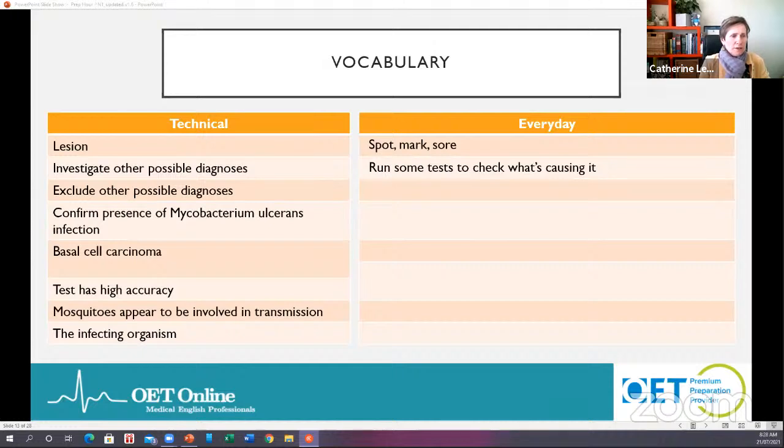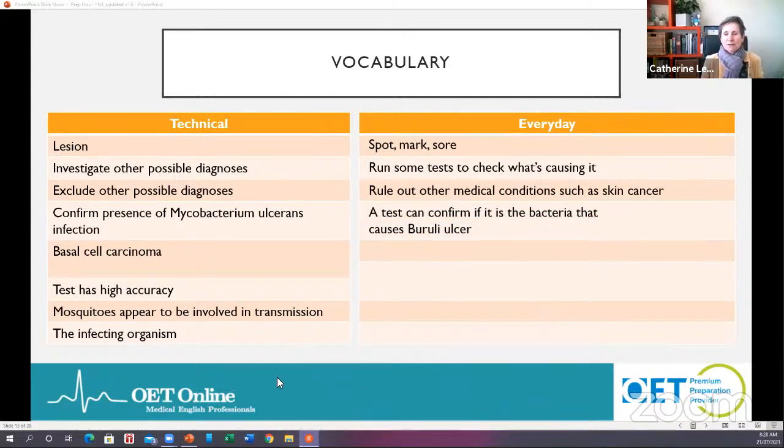So Mozid or Milika, Hazim, Mustafa, maybe you can tell me what your ideas are for these technical words. Exclude other possible diagnoses. We're going to use an expression like rule out other medical conditions. Great, thanks Mozid. You got rule out there.